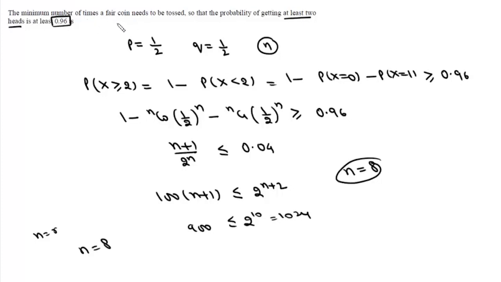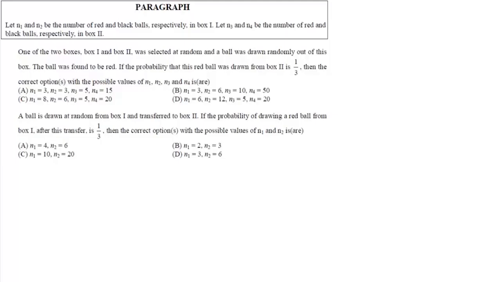So the minimum number of times this fair coin must be tossed is 8, and that is the answer to this question. Now the question is, let n1 and n2 be the number of red and black balls respectively in box 1, and let n3 and n4 be the number of red and black balls in box 2. So we have two boxes, box 1 and box 2. Now in box 1 we have n1 red and n2 black balls, and here we have n3 red and n4 black balls.